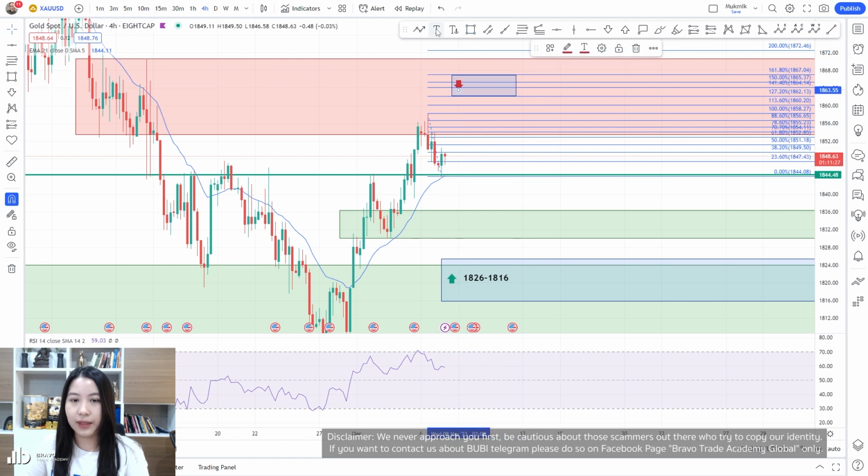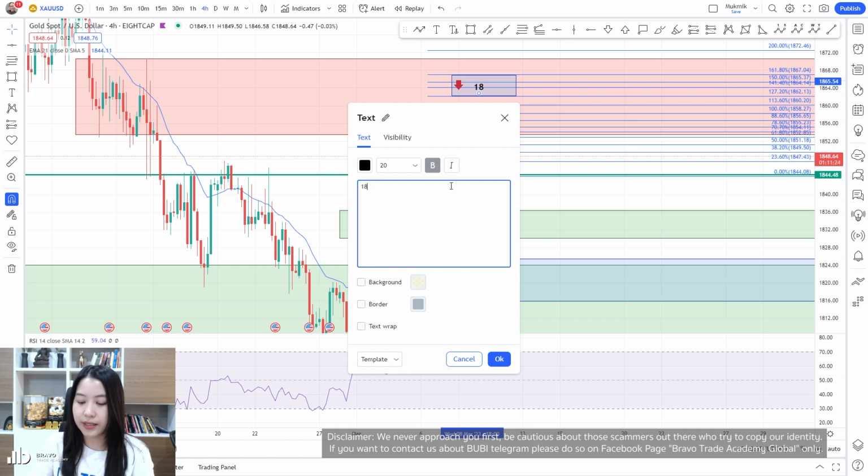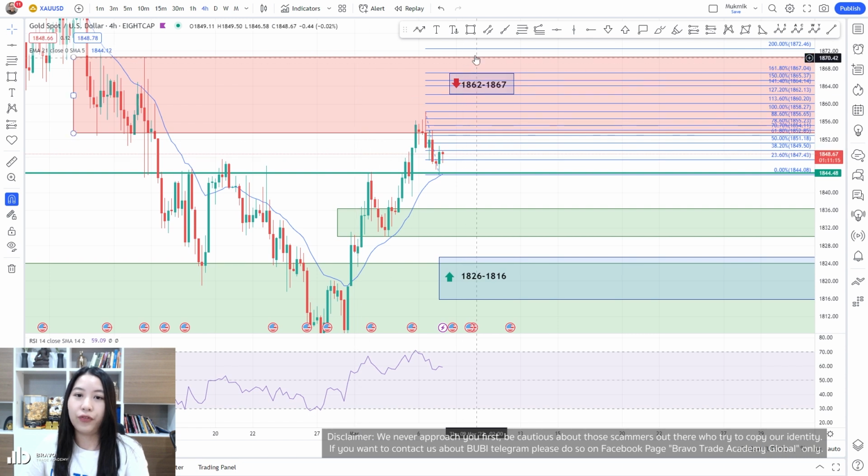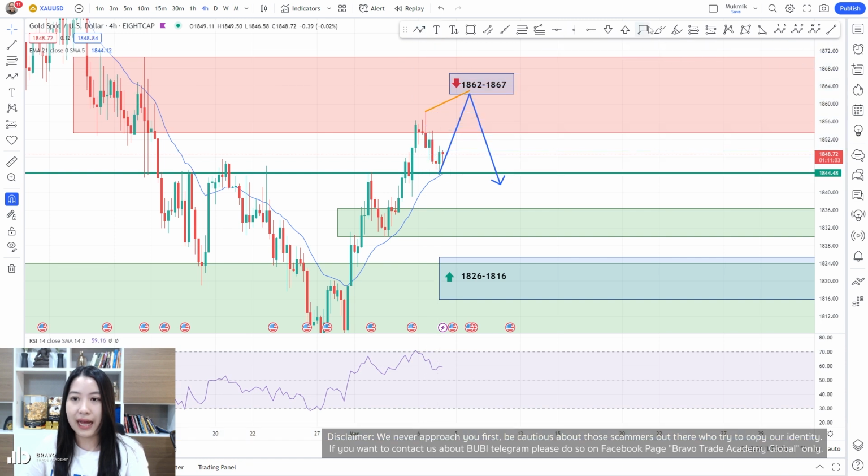Okay, our selling plan is going to be between 1862 to 1867. Alright, and this is the selling plan for the classic divergence pattern. How to see that? The price would make a higher high here while the RSI is making a lower high here. Okay, so this is the picture for selling. If you are looking for selling gold, please wait and check the RSI. Okay, that's very important.